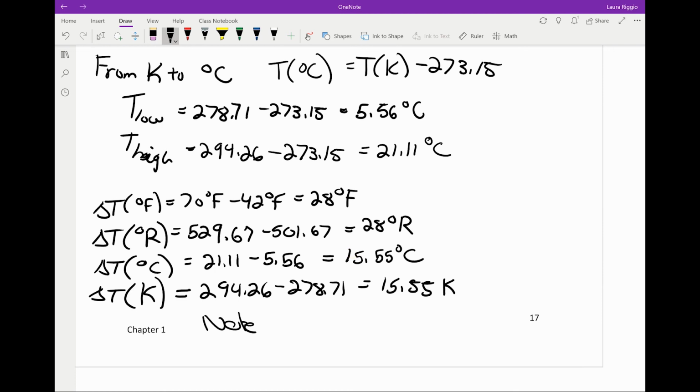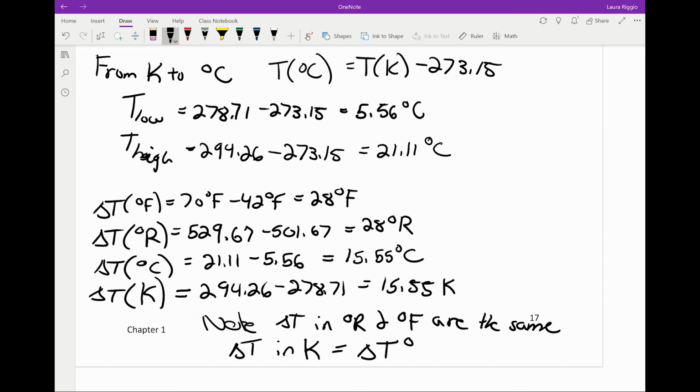So again, as expected, our delta T in degrees Rankine and degrees Fahrenheit are the same, and delta T in Kelvin equals delta T in Celsius. That's it for this lecture. That's it for chapter 1. In our next lecture, we'll move on to chapter 2, where we start learning about energy, heat, and work.